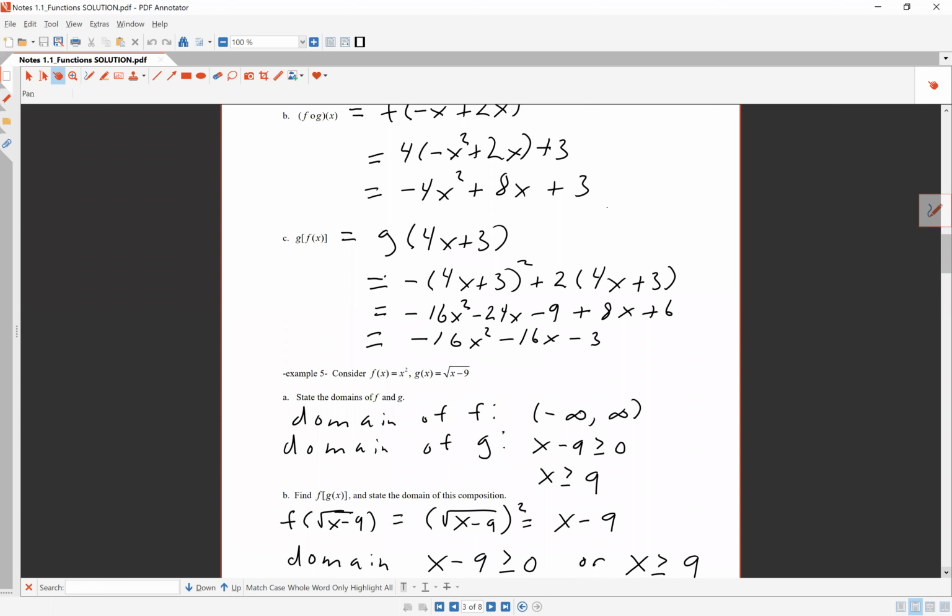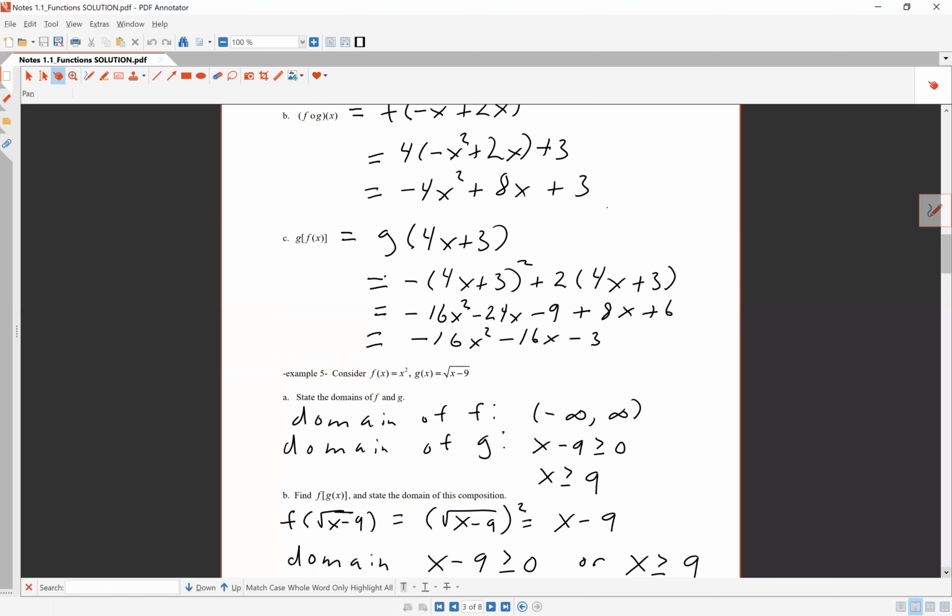Okay, so now example 5. So f of x is x squared, and g of x is the square root of x minus 9. So we want to find the domain. We can plug any number into x squared, right? You can square any number and you get a well-defined result. But for the square root function, we can't take the square root of a negative number. So the domain of f is all real numbers, but the domain of g is just x minus 9 greater than or equal to 0, or x greater than or equal to 9. So if you put in 8, like g of 8, that'd be the square root of negative 1, which is not well defined.